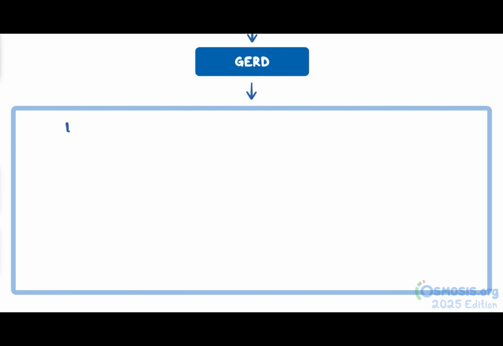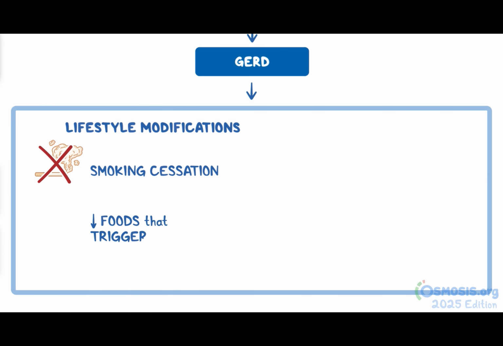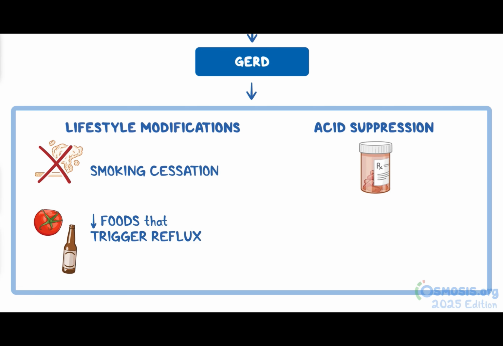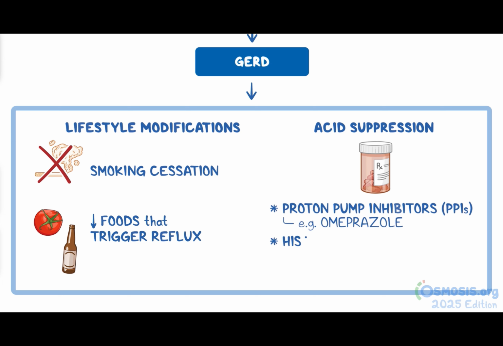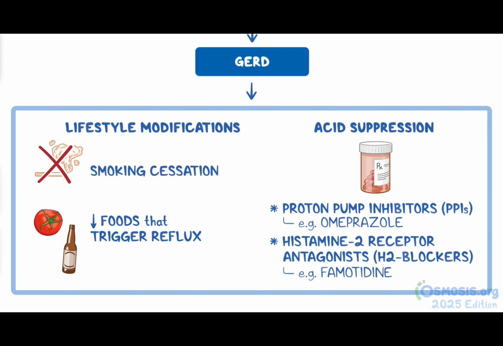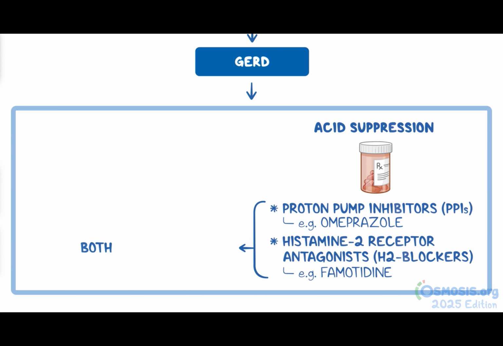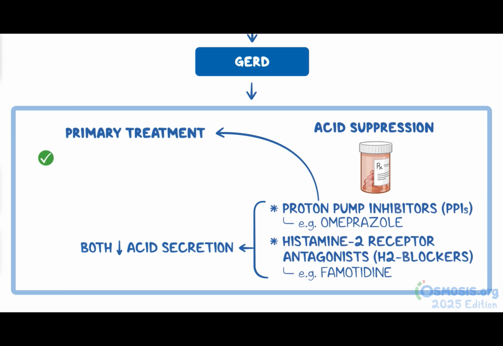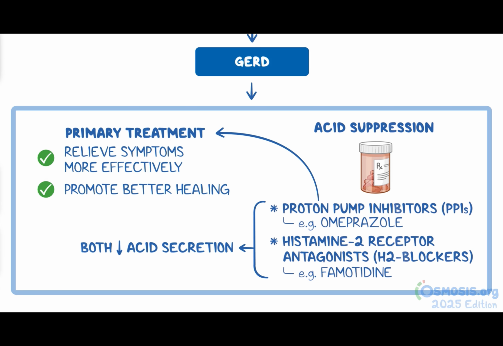Management, of course, includes lifestyle modifications, such as smoking cessation and reducing foods that trigger reflux symptoms, such as tomatoes and alcohol. However, the cornerstone of treatment is acid suppression, which typically involves proton pump inhibitors, or PPIs, such as omeprazole, and histamine 2 receptor antagonists, or H2 blockers, such as famotidine. Although both PPIs and H2 blockers reduce acid secretion, PPIs are the primary treatment because they relieve symptoms more effectively and promote better healing of esophageal damage than H2 blockers.